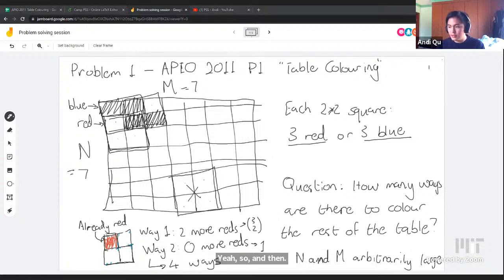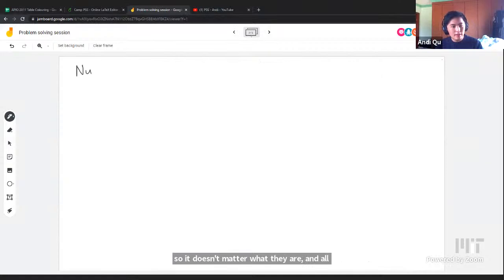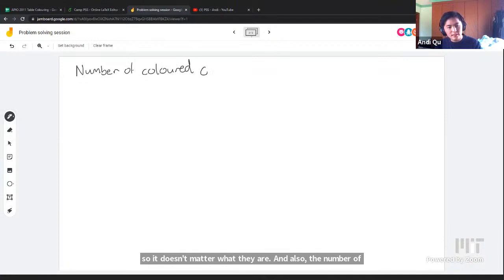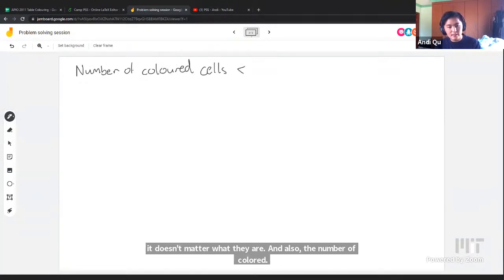So it doesn't matter what they are. And also, the number of colored cells is at most, let's say, 100,000.